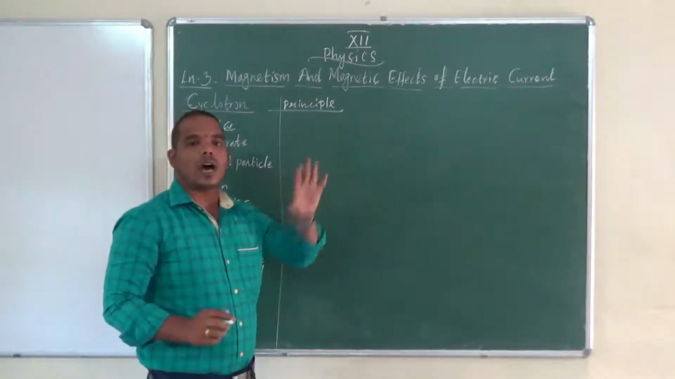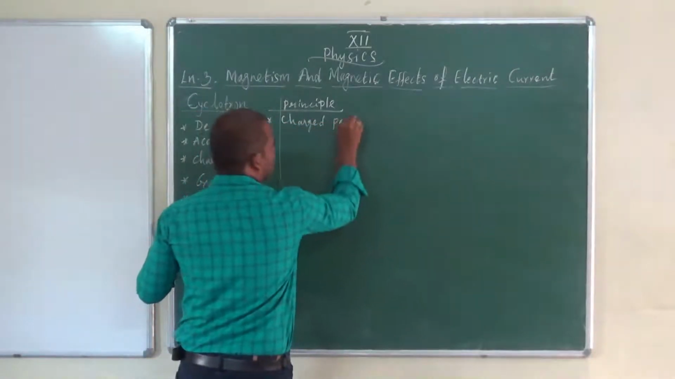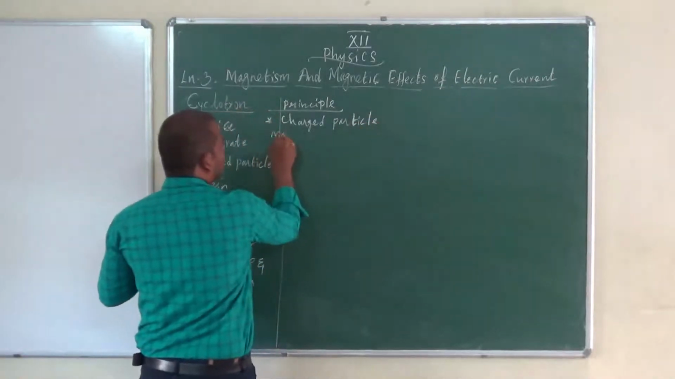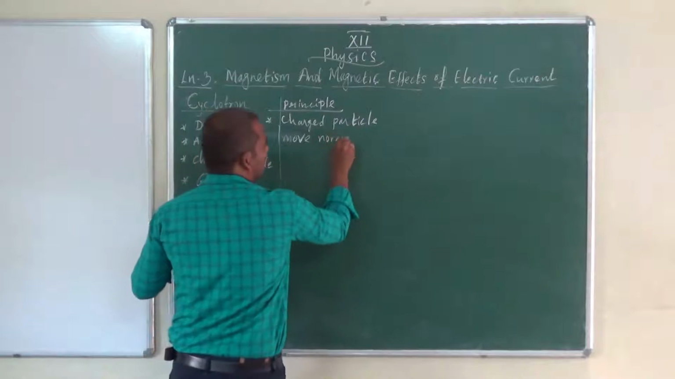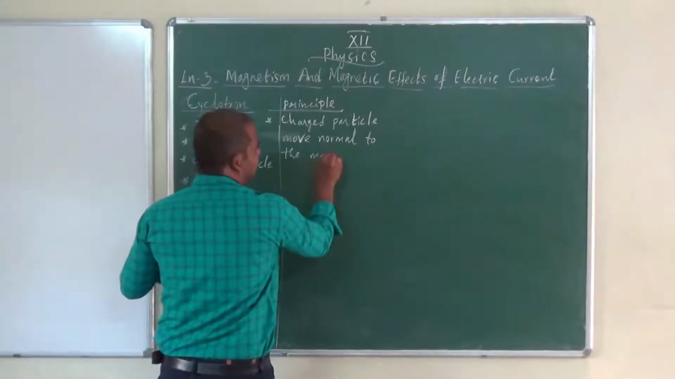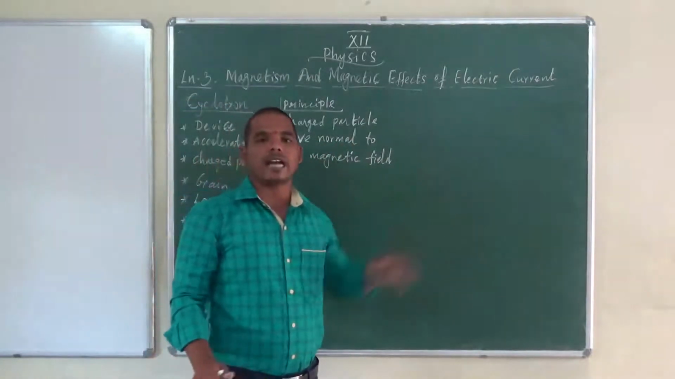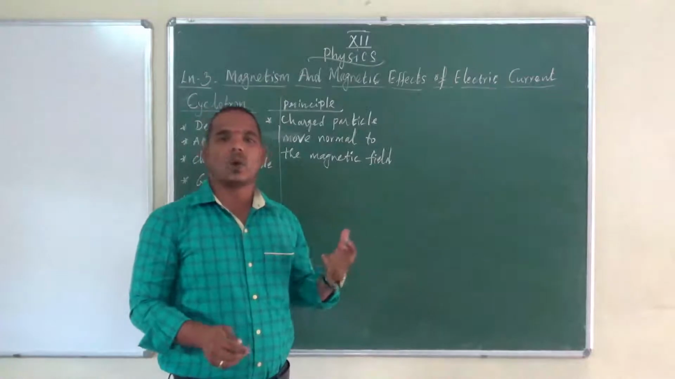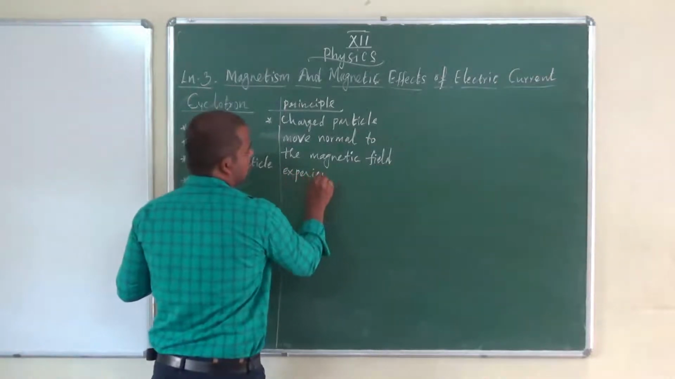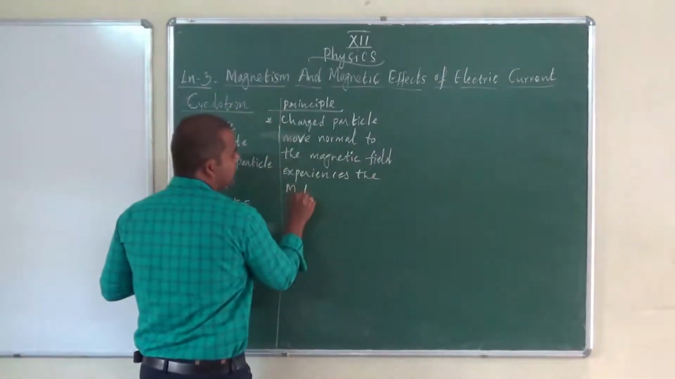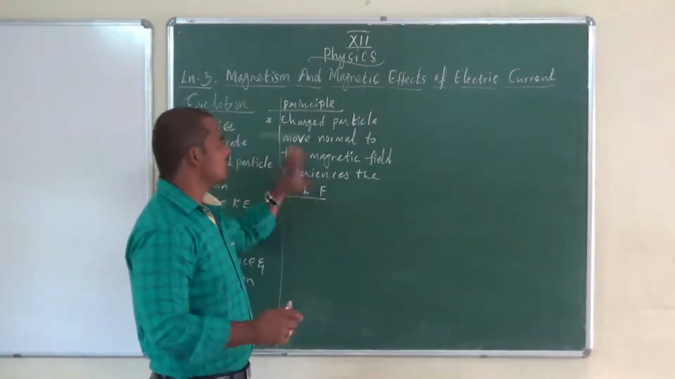The principle of cyclotron: when a charged particle moves normal or perpendicular to the magnetic field. Already we have discussed in our previous class that any charged particle moving perpendicular to the magnetic field experiences the magnetic Lorentz force. Don't write it as M.L.; this is magnetic Lorentz force. This is the principle of cyclotron.